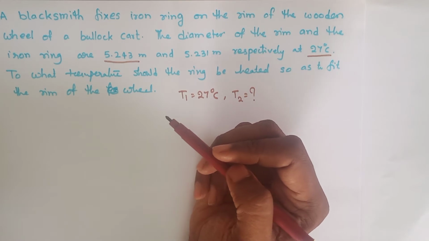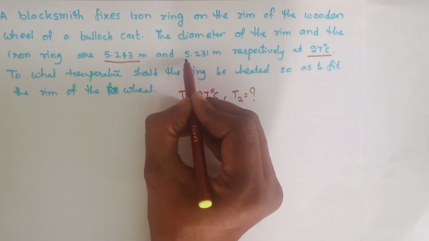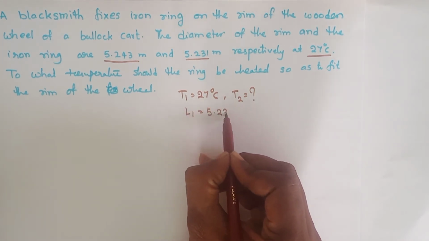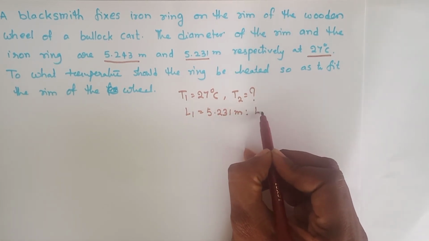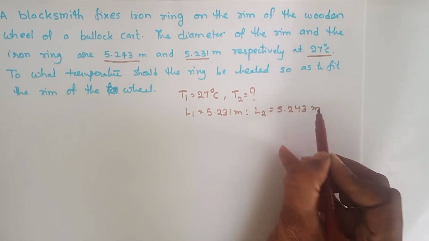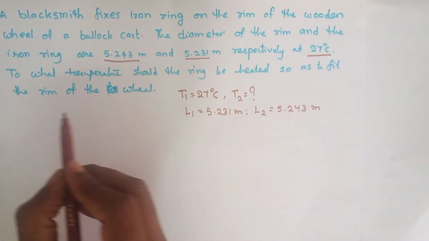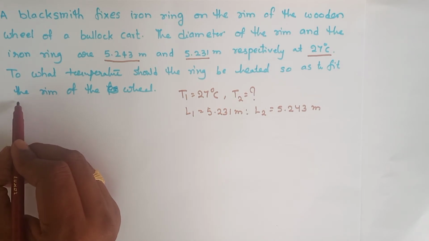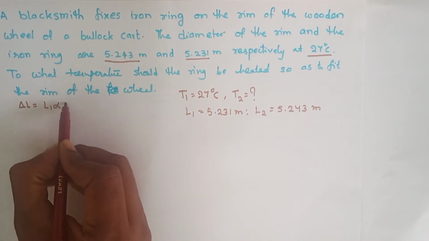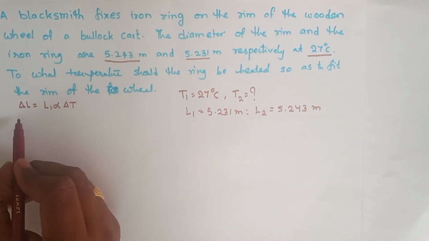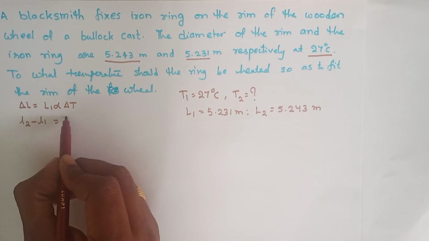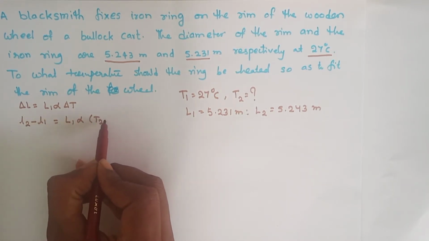This is the actual diameter and this one has to be expanded. L1 is equal to 5.231 meter. L2 is equal to 5.243 meter. So delta L is equal to L1 alpha delta T. L2 minus L1 is equal to L1 alpha (T2 minus T1).